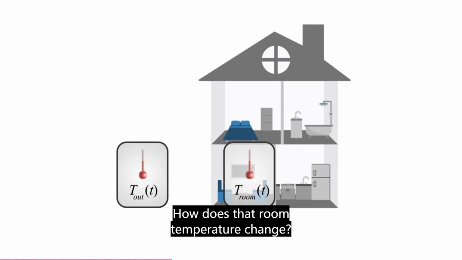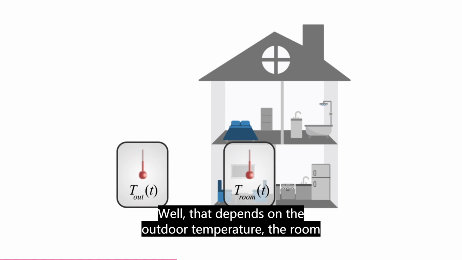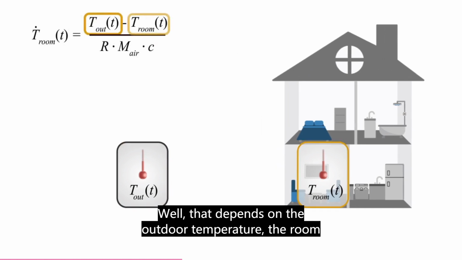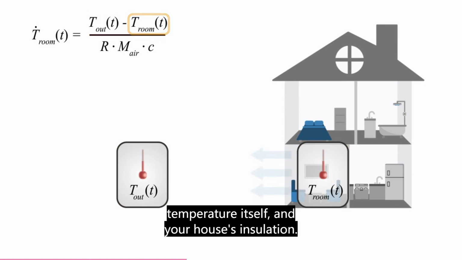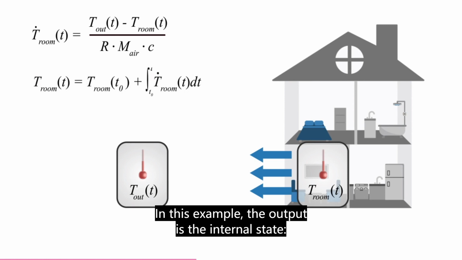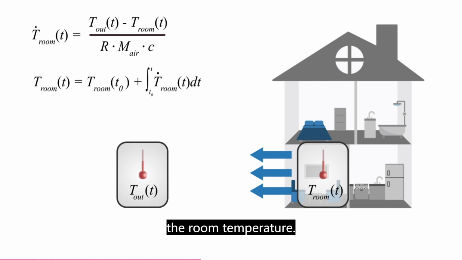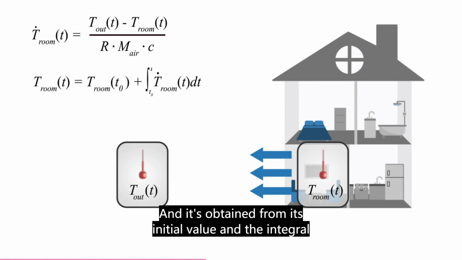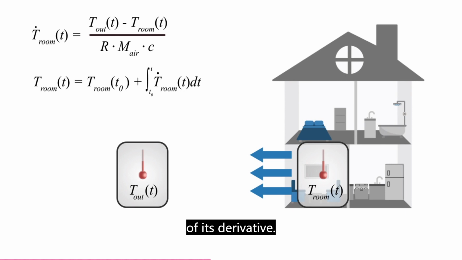How does that room temperature change? Well, that depends on the outdoor temperature, the room temperature itself, and your house's insulation. In this example, the output is the internal state, the room temperature, and it's obtained from its initial value and the integral of its derivative.